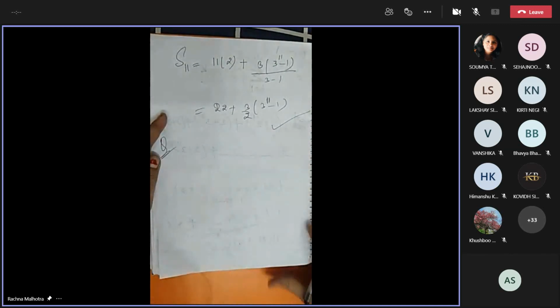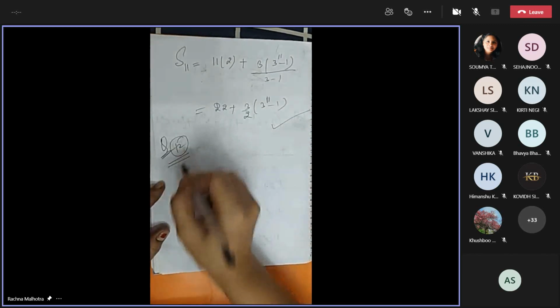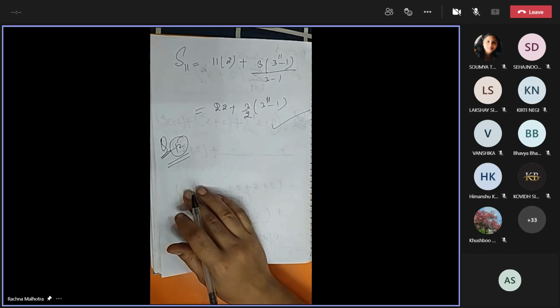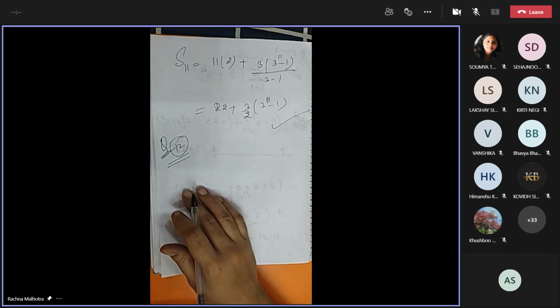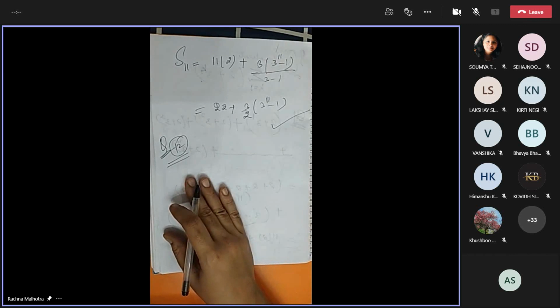Now question number 12. 13 is homework for you. I'm writing 12. Okay, in question number 12, the sum of the first 3 terms of a GP is 39 by 10 and their product is 1. Find the common ratio and the terms.